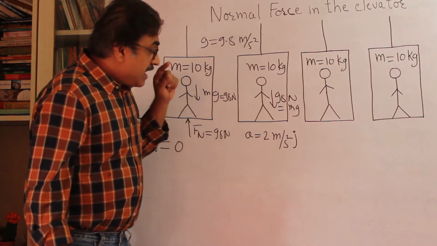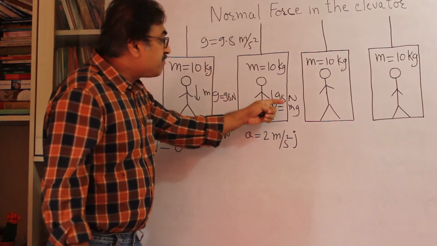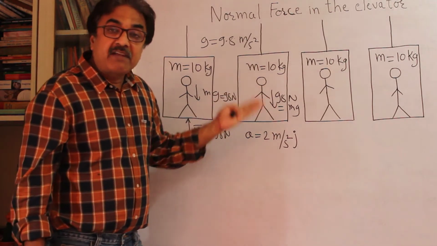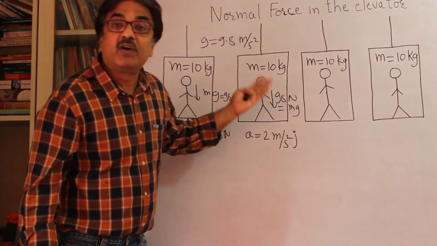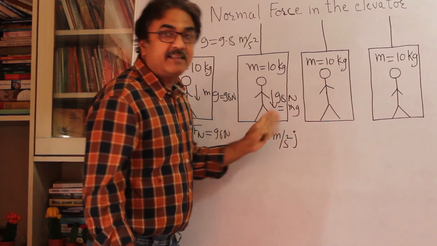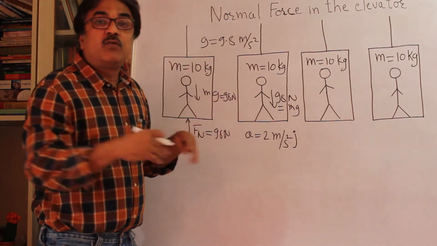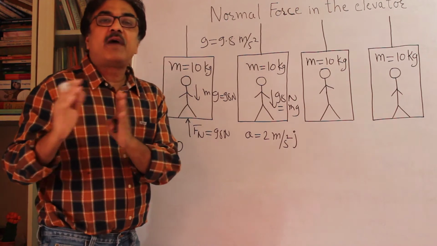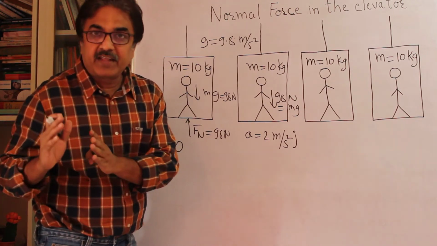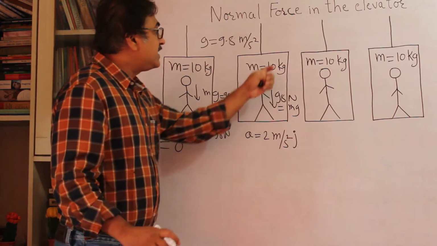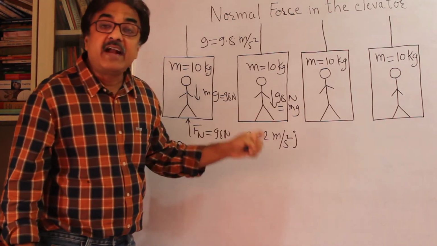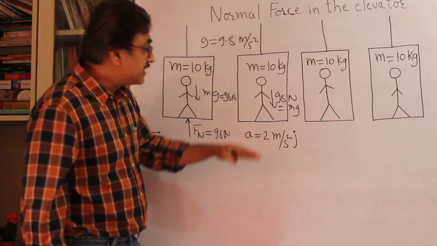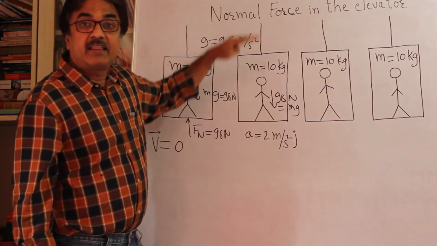Now the upward force cannot be just 98 newtons. Why? Because it is accelerating in the upward direction. That means there is some net force in the upward direction. If the normal force is only 98, then there will be no net force in the upward direction. So what is the net force in the upward direction? Newton's second law: sigma F, or F net, is equal to mass into acceleration. Mass is 10, acceleration is 2, so 20 newtons is the net upward force, because the acceleration is in the upward direction.